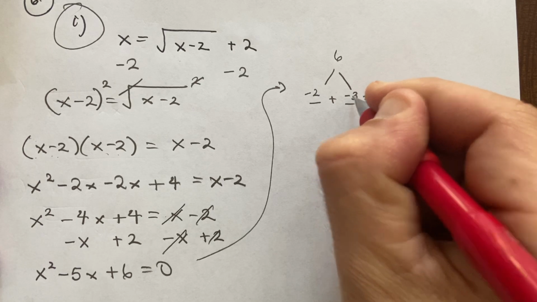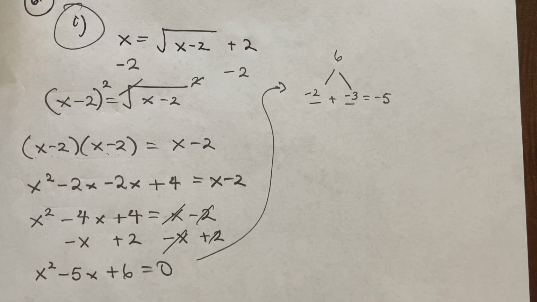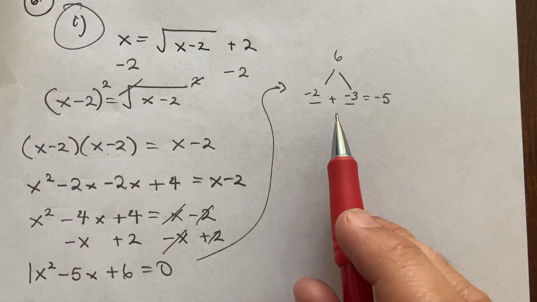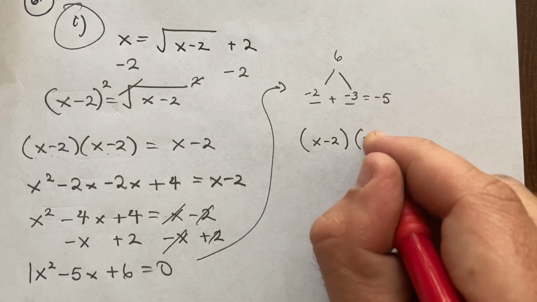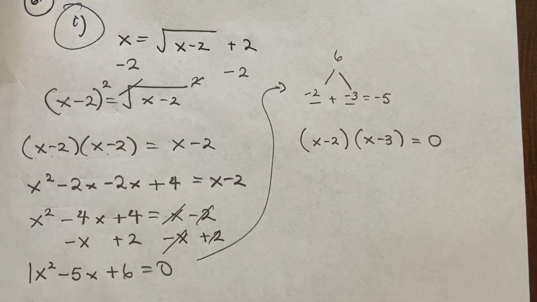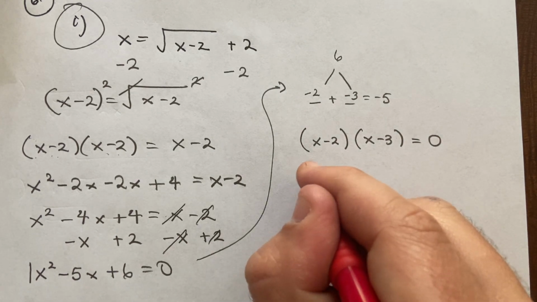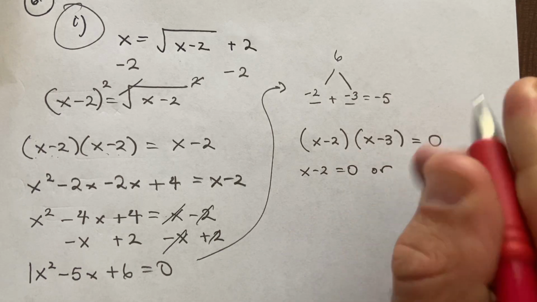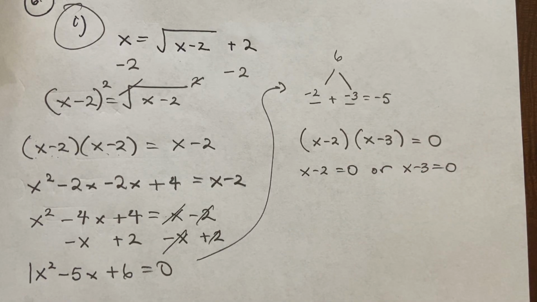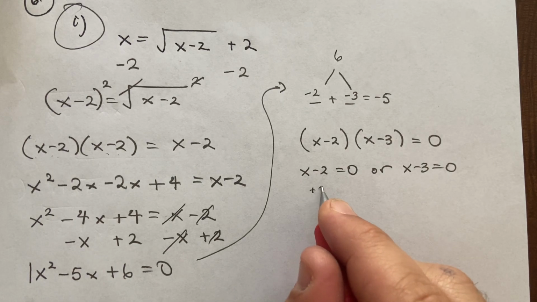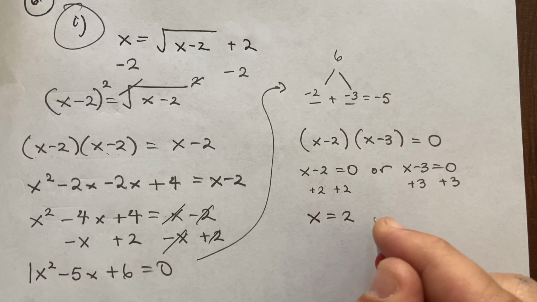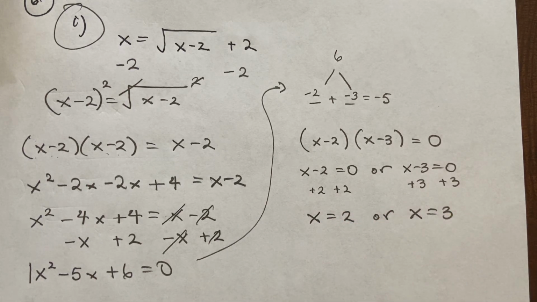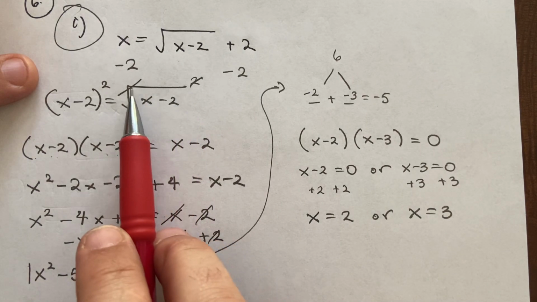Negative 2, negative 3. Right? So since there's a 1 here, I can quickly write down that factorization. So I can say x minus 2 times x minus 3 equals 0. So in other words, x minus 2 equals 0, or x minus 3 equals 0. So in other words, if I add 2 and add 3, we're getting potential solutions as these. Potential because I squared back here to solve.